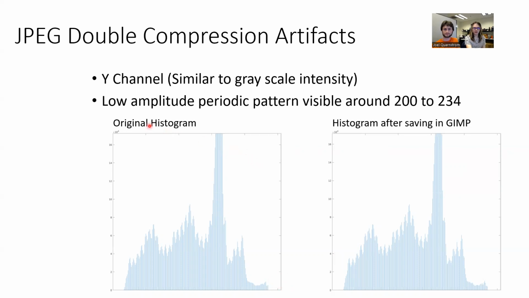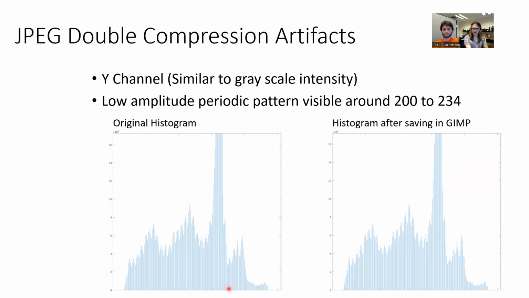On the left-hand side is the histogram of the original JPEG image, and on the right is the histogram of the JPEG image after having been saved a second time in GIMP. So no other modifications to the image have occurred.